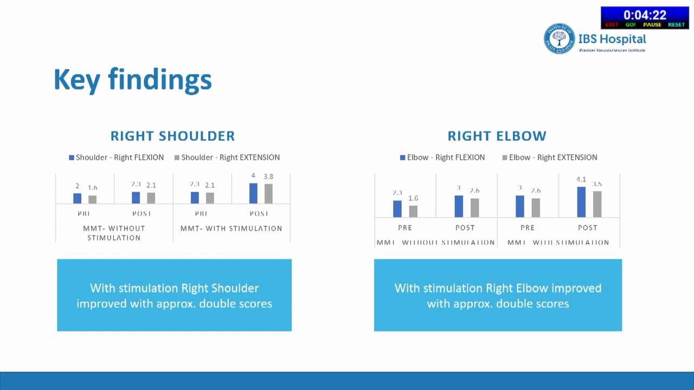In key findings, we have shown the results in 2 parts. One is when you stimulate the spinal cord and how much the improvement is, then without stimulation as well. In every muscle group, even without stimulation, that is, if we switched it off, after some time you see some improvement in the muscle group activity.